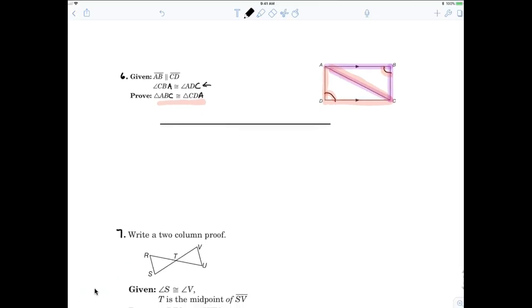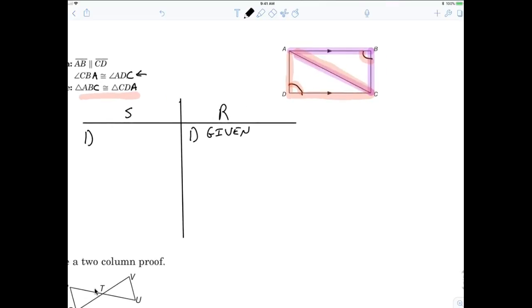All right, so now let's knock out the statements and the reasons. So number one, given, right? So now it's marked perfectly, all right? So step number two, someone want to chime in here? Joe, good. AC is congruent to AC.